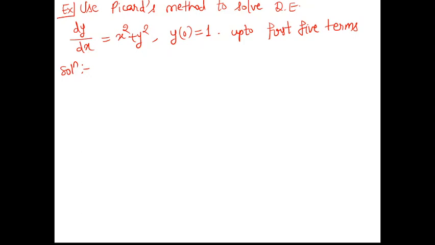It's not clear whether we get the first 5 terms in the first approximation, the second or the third approximation. So we will have to go on evaluating each approximation, and as soon as we get the first 5 terms in the series, we will stop. If you compare this differential equation with the standard form of a first order differential equation, you will find that f of x, y is nothing but x square plus y square.